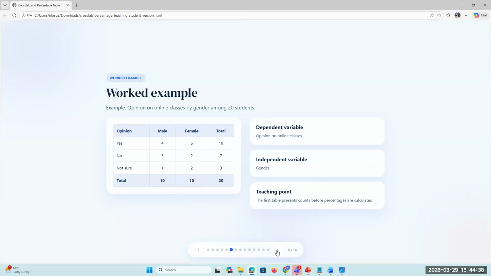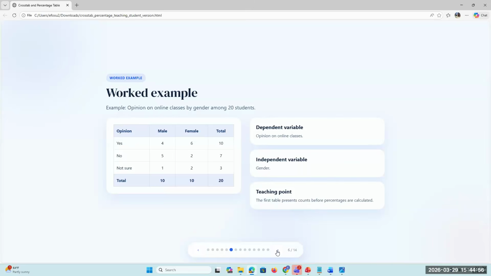So the opinions over here are the yes, no, and not sure, right? Then the male and female represent what? The gender, which is the independent variable, right?